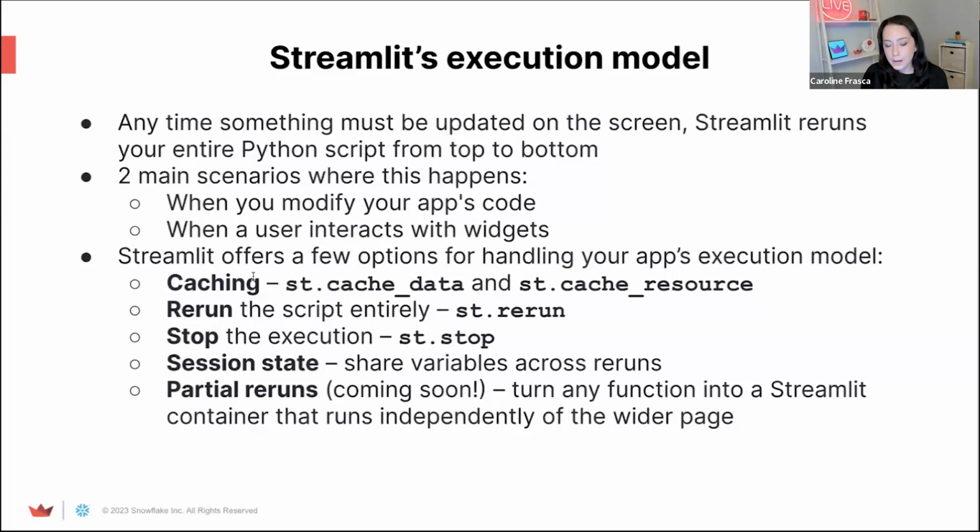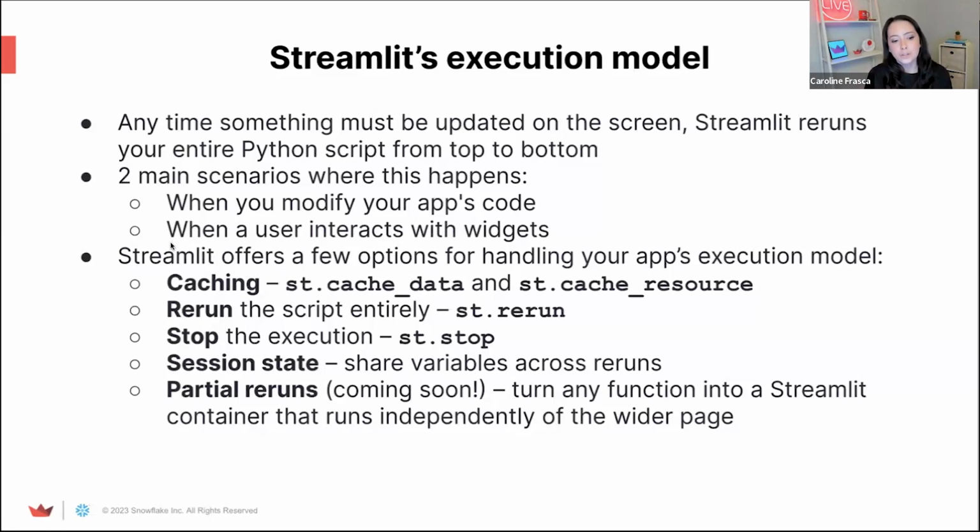Streamlit's caching methods are one way to do that. We have two caching methods, cache_data and cache_resource, and they allow you to store the results of slow function calls so that you only need to run those functions once, which obviously ends up making your app faster, but it can also help you persist objects across reruns.